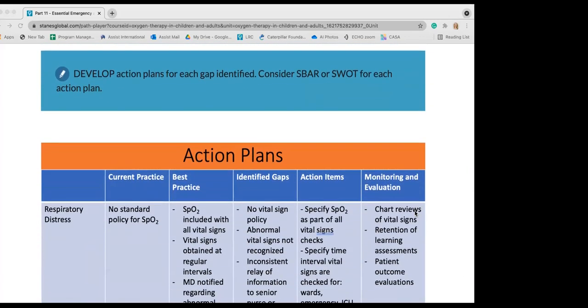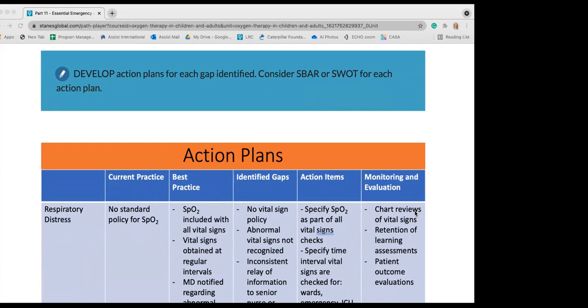So once you see the gaps, you need to provide action plans. And you can use SWOT analysis or SBAR, SWOT analysis including our strengths, weaknesses, opportunities, and the threats we may have. So we'll see that down.